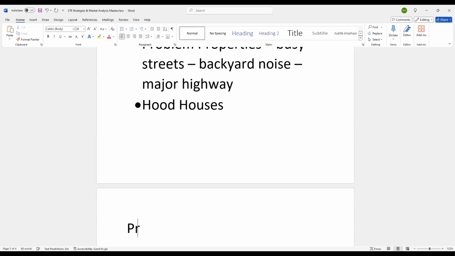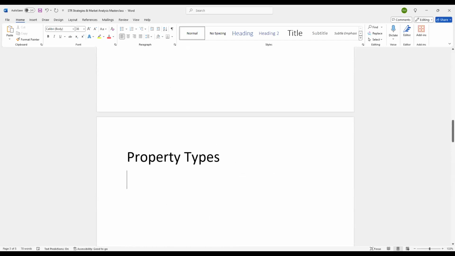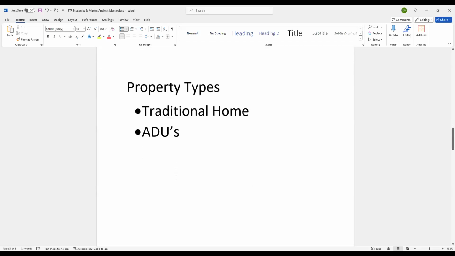All right, so the other thing I want to talk about with the acquisition strategy are the property types. Obviously, you can buy a traditional home, right? So your standard 3, 4, or 5 bedroom home. Obviously, it could be a modern build, it could be just regular. So that's obviously a good option. You can also do ADUs, or accessory dwelling units, which is another way to strategically do acquisitions, and you can actually do it on the back lot of an existing property to generate additional revenue.